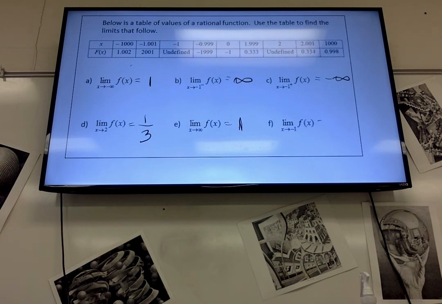So it's not going to actually equal the number. You got to kind of see where it's going. Now sometimes it actually equals it. It just depends. So you have to look at it and see.